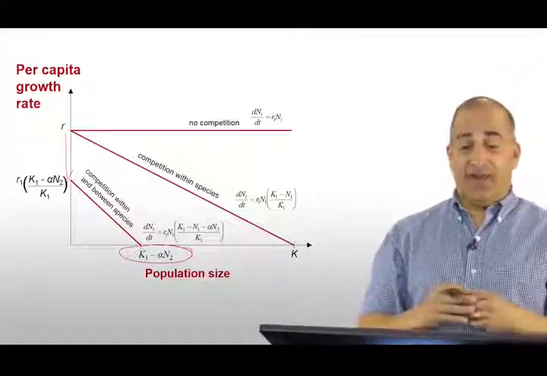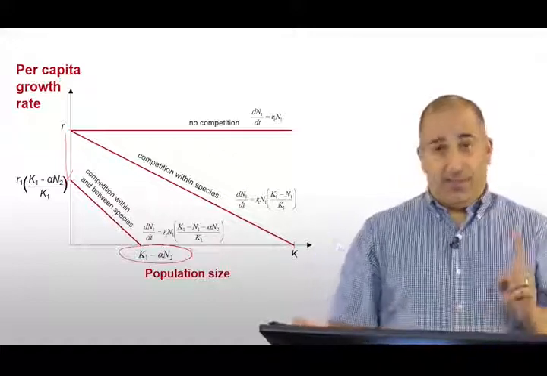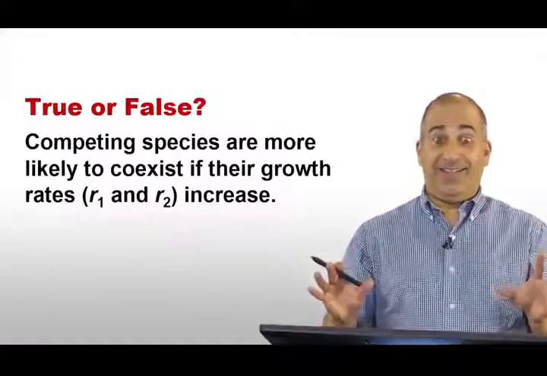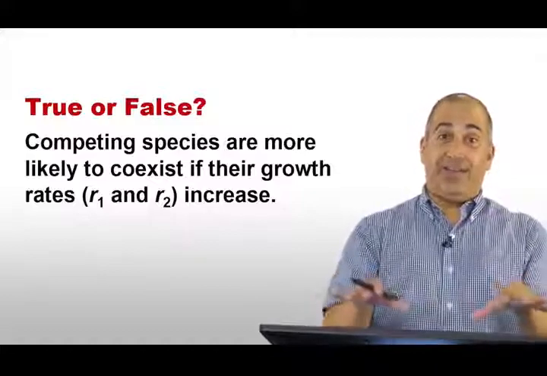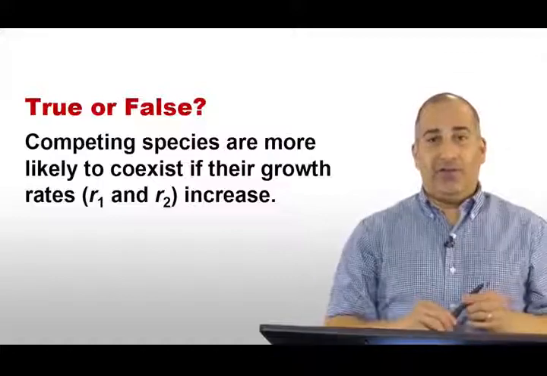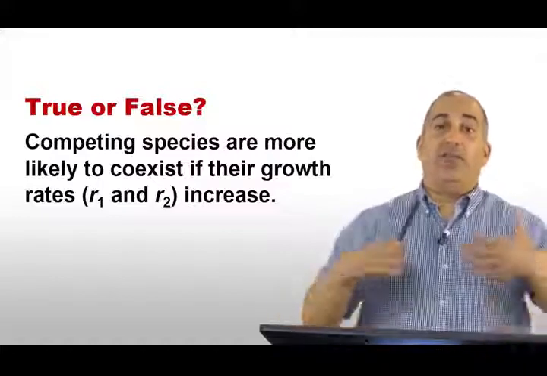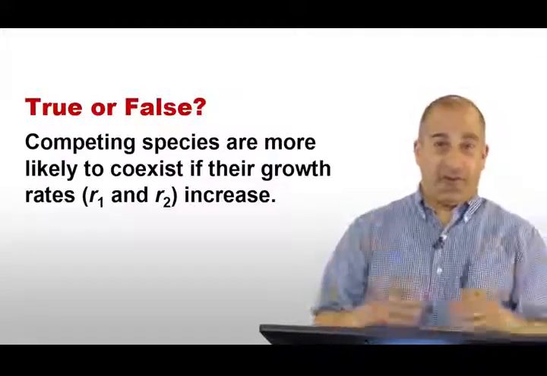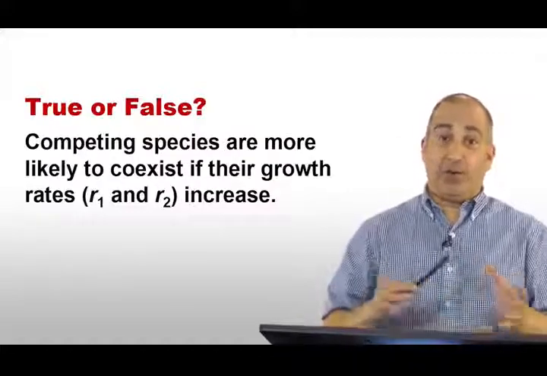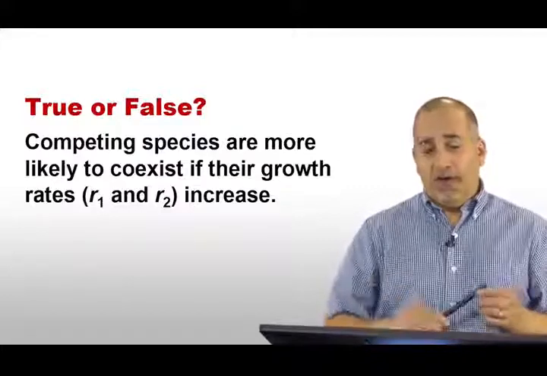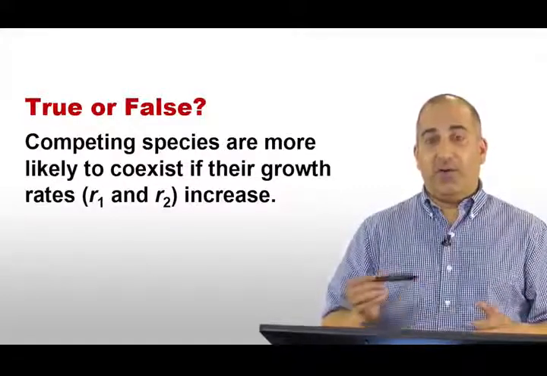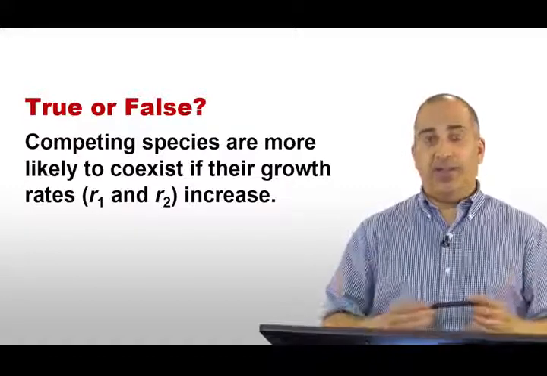So this is the effect of competition in that model we introduced. But now we want to use that model to ask whether or not two species can still coexist in that same space, even if they're competing. In that last video, we talked about the conditions for coexistence, and I want to test your memory before we go ahead and explore that with empirical or experimental data. True or false: competing species are more likely to coexist if their growth rates, that is R1 and R2, increase.